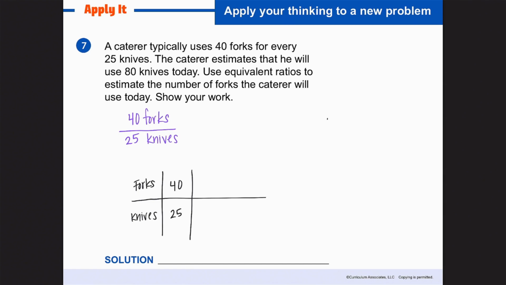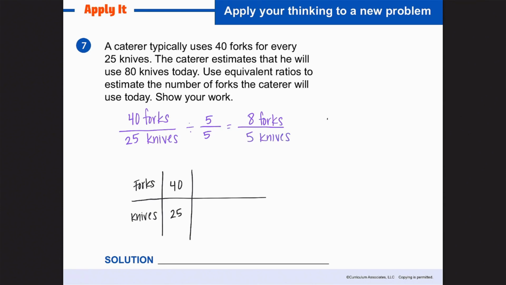Now let's try and make this ratio a little bit more friendly by making it an equivalent ratio. So I know that there are some numbers that can both go into 40 and can go into 25, but eventually we know we want to find out 80. So I'm going to try and find a number that's compatible with 80. I know that 5 can go both into 40 and 25. So that's what number I'm going to use to make an equivalent ratio. So then I would end up with 8 forks for every 5 knives.